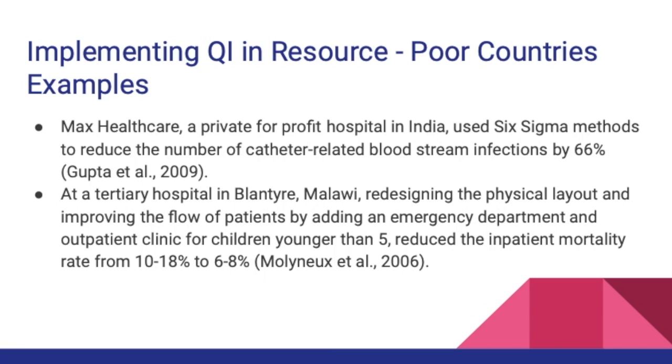And here I have a couple examples of quality improvement in the poor countries. In India, they used the Six Sigma method to reduce the number of catheter related bloodstream infections by 66%. And in a tertiary hospital in Blantyre, Malawi, they redesigned the physical layout and improved the flow of patients by adding an emergency department and an outpatient clinic for children younger than 5. This reduced the inpatient mortality rate from 10 to 18% to 6 to 8%.